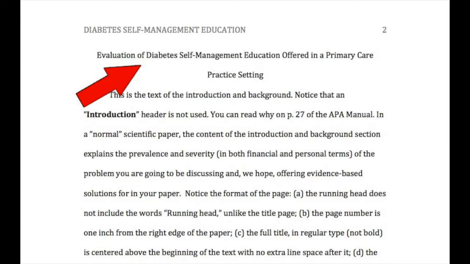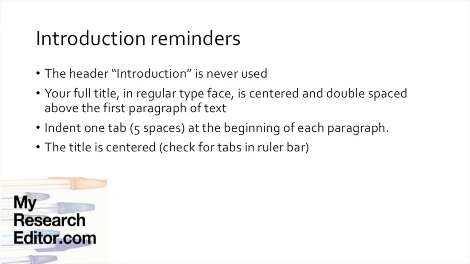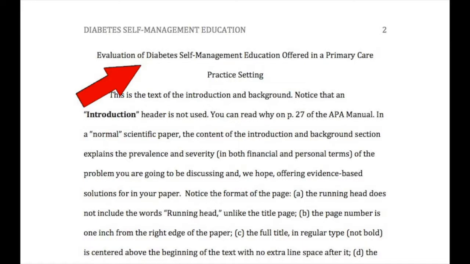Now you'll also notice that the title, double-spaced and in regular font, is in the place of what would be an introduction header. In APA, you do not use the header that says Introduction. Other things to notice about this first page of text are that the page number continues from the preceding pages.